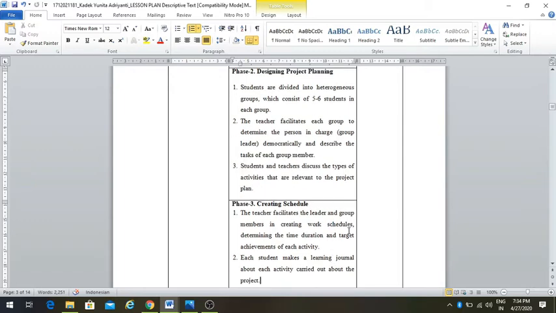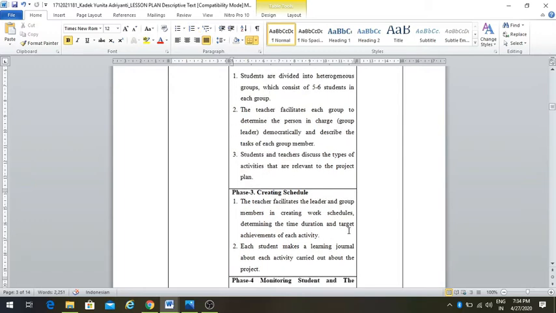Move to the third phase, which is creating a schedule. So the teacher facilitates the leader and group members in creating work schedules, determining the time duration and the target achievements of each activity. And each student makes a learning journal about each activity carried out in the project. So the project is carried out in 3 meetings.